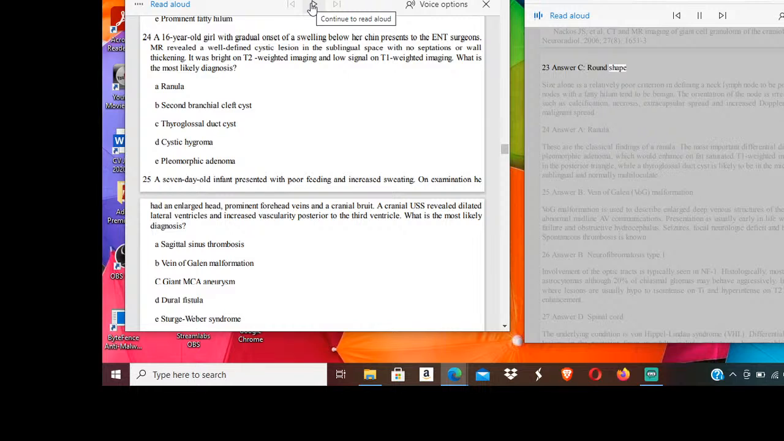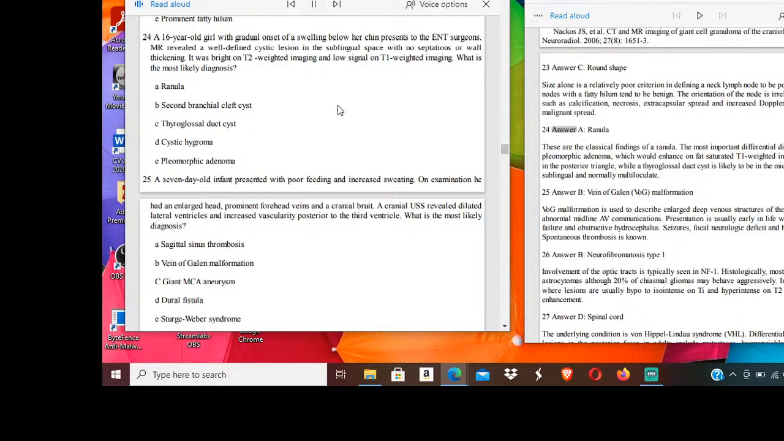23. Answer C. Round shape. Size alone is a relatively poor criterion in defining a neck lymph node to be possibly malignant. Oval nodes with a fatty hilum tend to be benign. The orientation of the node is irrelevant. Further features such as calcification, necrosis, extracapsular spread, and increased Doppler flow could represent malignant spread.